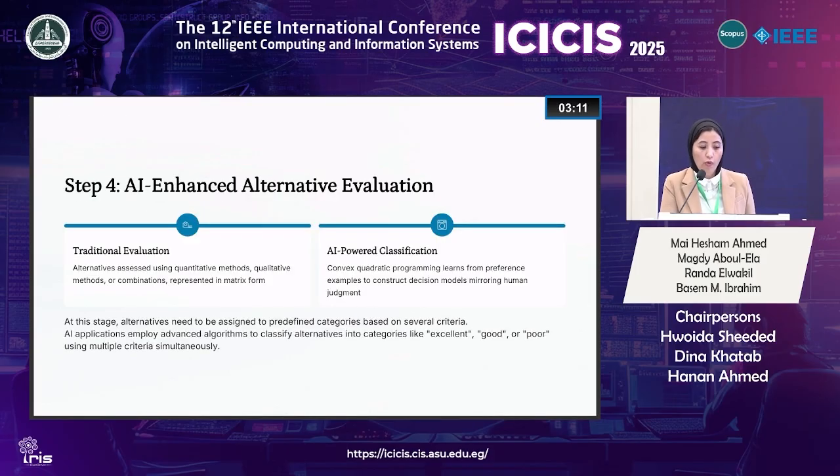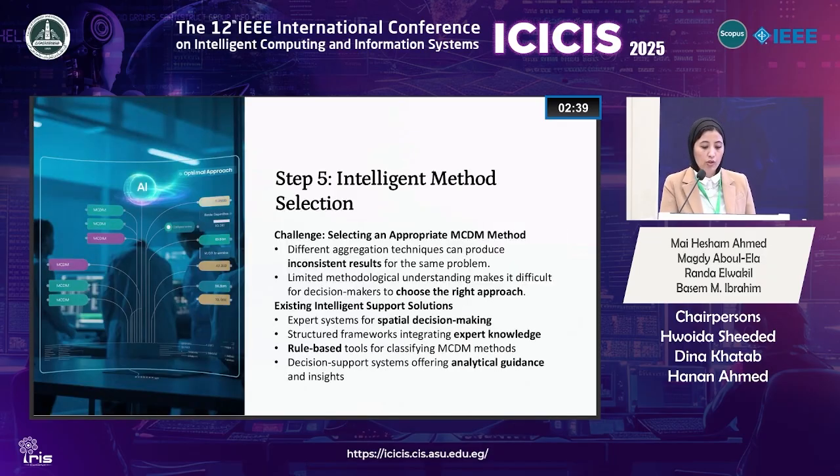Right. Step 4 is enhanced AI alternative evaluation. In this step, we have to evaluate each alternative through the criteria we defined before. In the traditional way, we have quantitative or qualitative methods to represent the alternatives in a decision matrix. With AI power, we use convex quadratic programming, learn from previous preferences, and make this evaluation mirror human judgment.